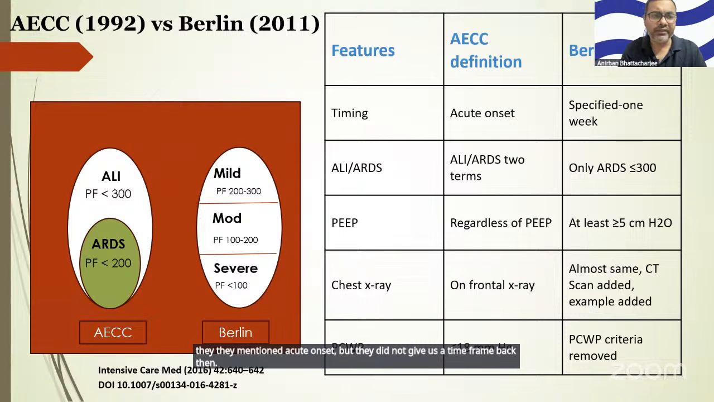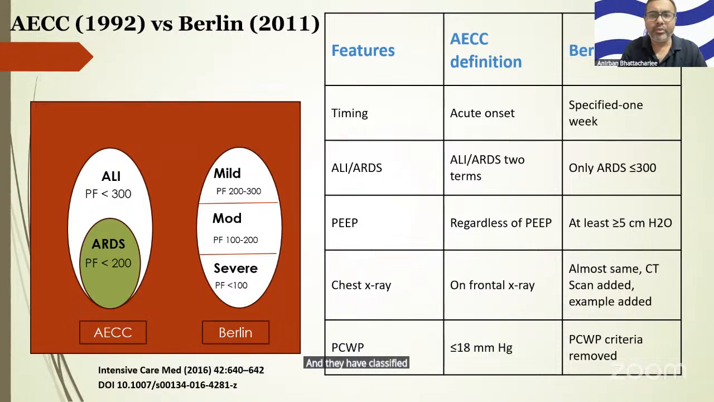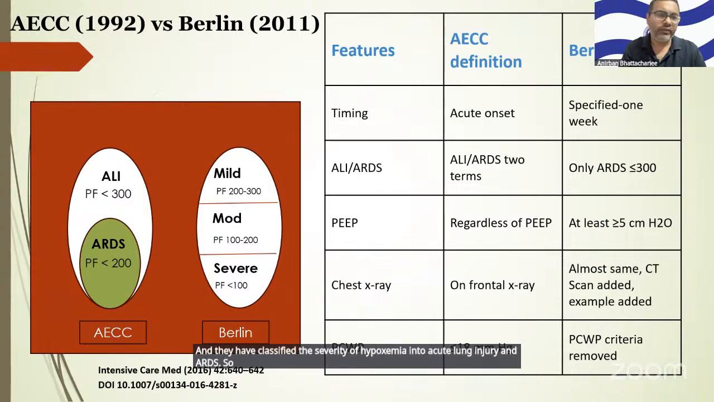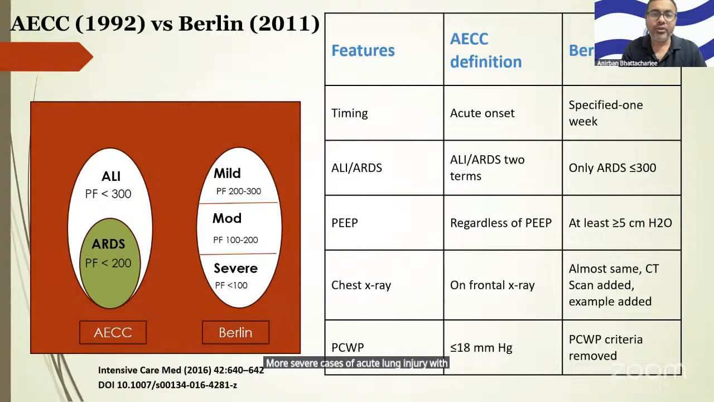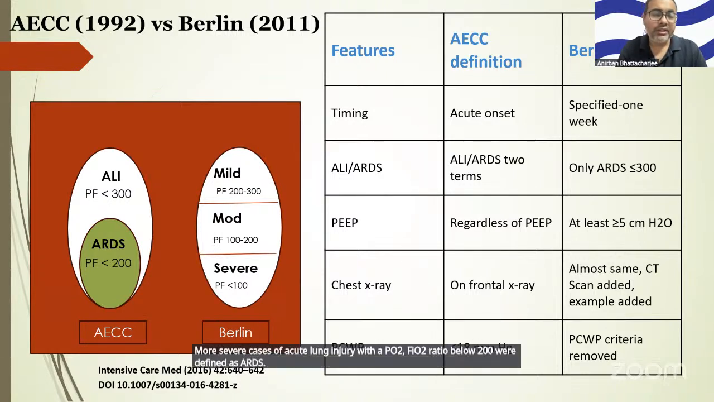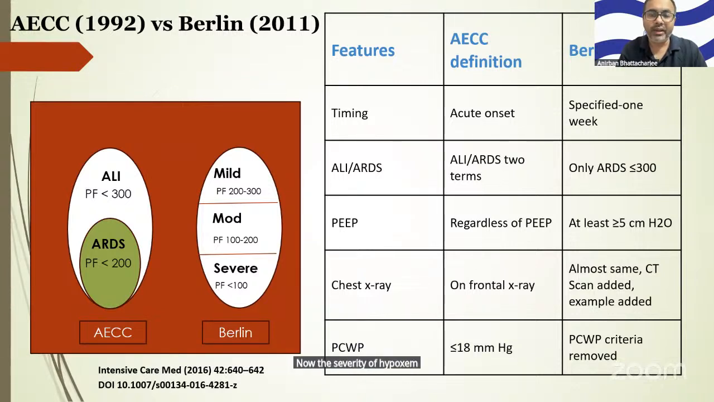And they have classified the severity of hypoxemia into acute lung injury and ARDS. So anyone having a PaO2/FiO2 below 300 was diagnosed as having acute lung injury. More severe cases of acute lung injury with a PaO2/FiO2 ratio below 200 were defined as ARDS. Now, the severity of hypoxemia did not require any application of PEEP before measuring the PaO2/FiO2 ratio.